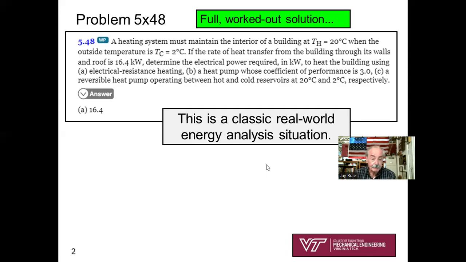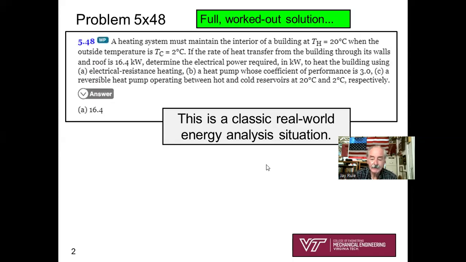Okay, here's the problem statement. It says a heating system must maintain the interior of a building, like your house, at T_H equals 20 degrees C when the outside temperature, T_C, I'll call that T_L, is 2 degrees C. It says if the rate of heat transfer from the building through its walls and roof is 16.4 kilowatts, determine the electric power required in kilowatts to heat the building using one of three methods.